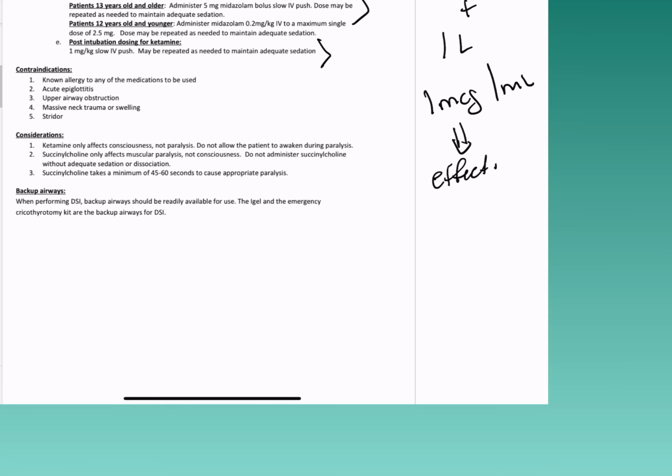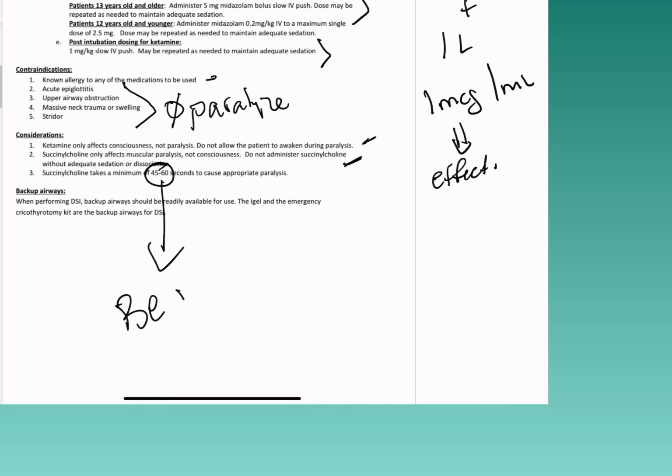So just some things to consider, right? If you have somebody with a known allergy to any of the medicines, if somebody has an airway obstruction, massive swelling, stridor, these are patients that you don't want to paralyze, but these might be patients that you can give ketamine to and do a semi-awake intubation with your video laryngoscopy. Okay. Remember, ketamine is not a paralysis drug, a paralytic. And remember, succinylcholine does not do anything for sedation or pain control. The final thing is succinylcholine does take 45 to 60 seconds to become effective and provide adequate paralysis, so it's very important that you be patient.